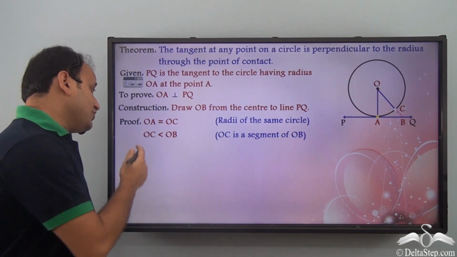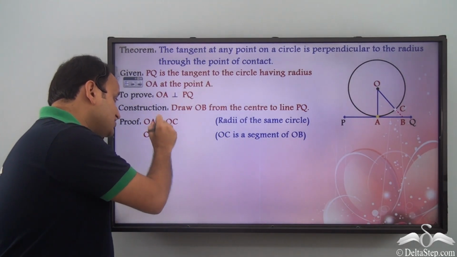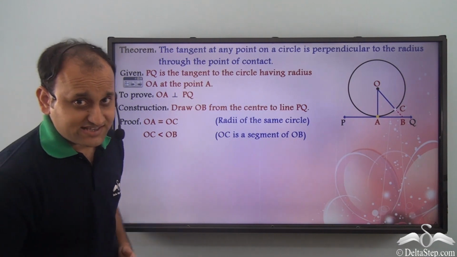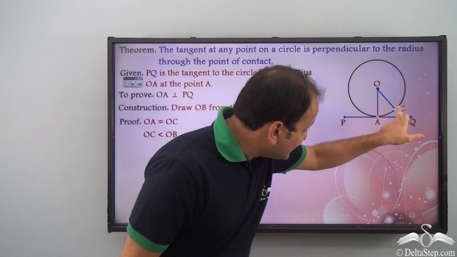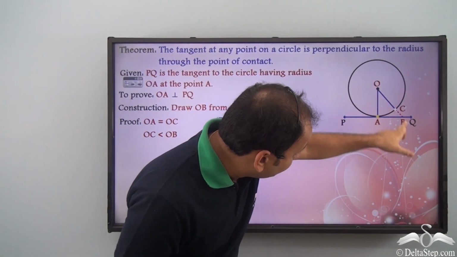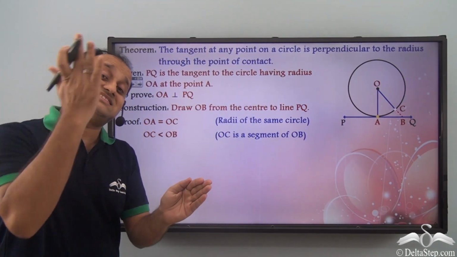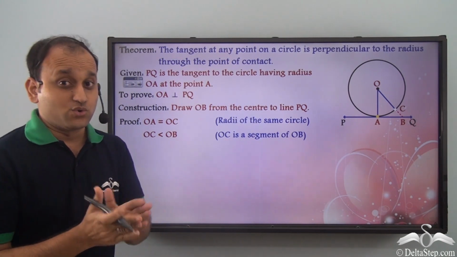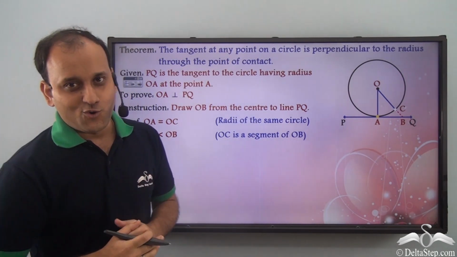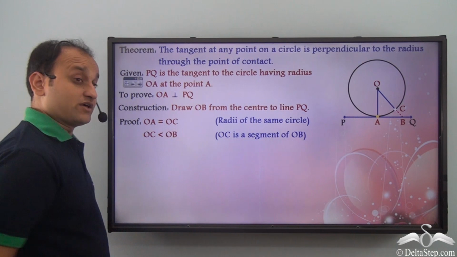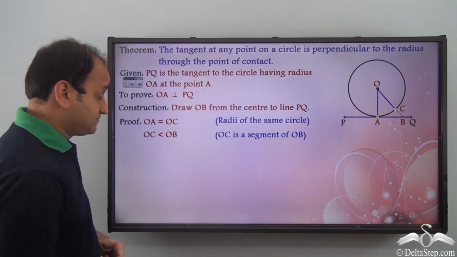Next, we also know that OC is smaller than OB. Why do I say so? Because OC is nothing but a segment of OB. So, OB is a line segment and OC is a segment of OB. So, definitely OC will be smaller than OB. That's another condition.